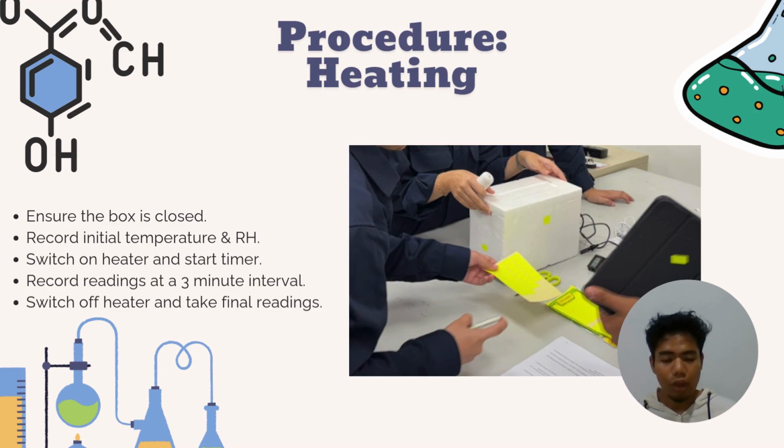After that, we switch on the heater and set a timer. Every 3 minutes, we record the temperature and also the humidity of the inside of the box. And it keeps going every 3 minutes, and then 6, and then 9, and then 12, and then 15. So that's five different readings. And after that, we switch off the heater and we collect all the data.